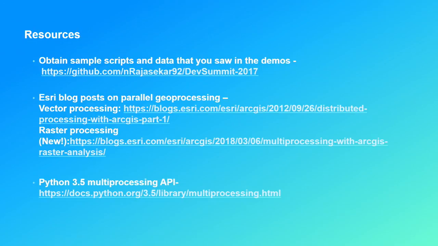Also, the Python 3.5 or 3.6 multiprocessing API is the place where you'd want to start learning about the nitty-gritty part of it. We did a high-level overview, but there's a lot more functionality and a lot more description, if you want to really understand the computer science behind it, that the Python documents do a fascinating job of describing.